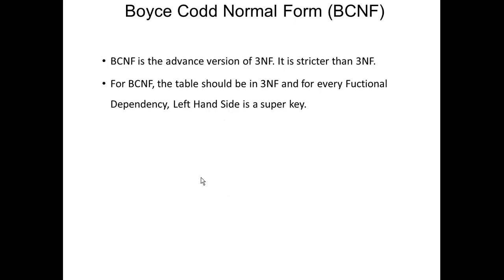Then the next normal form is BCNF, that is Boyce Codd normal form. This is the advanced version of 3NF. It is more strict than 3NF. Here for every functional dependency, the left hand side should be a super key. Super key means the combination of attributes which can identify a record uniquely.